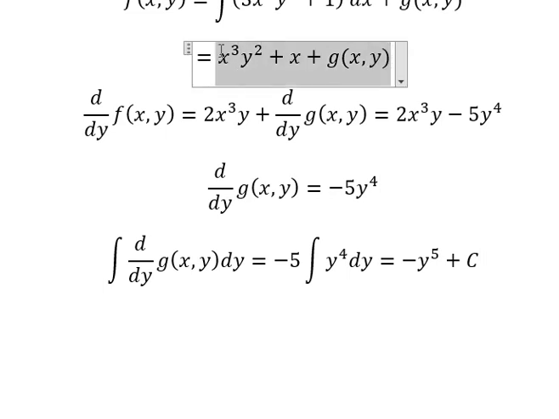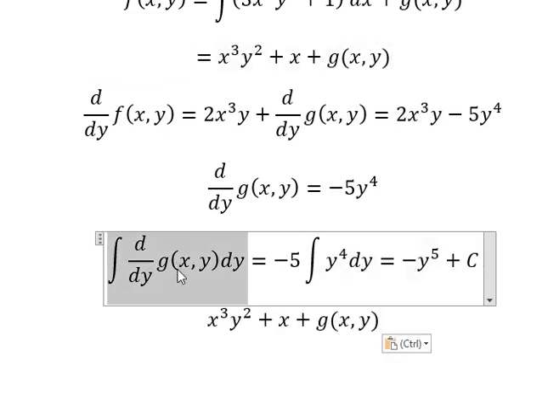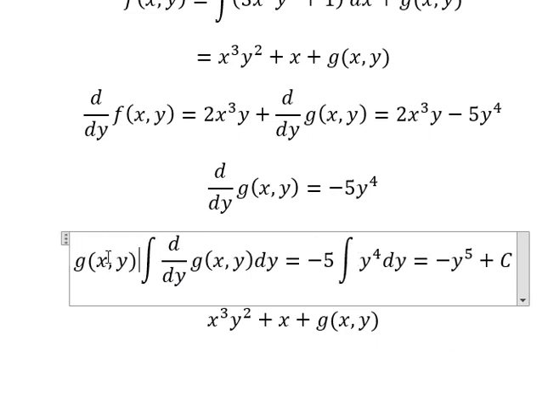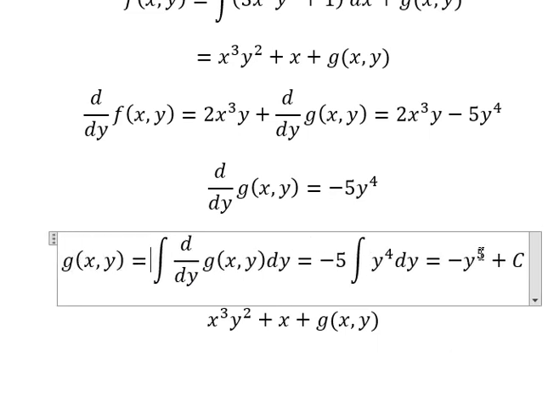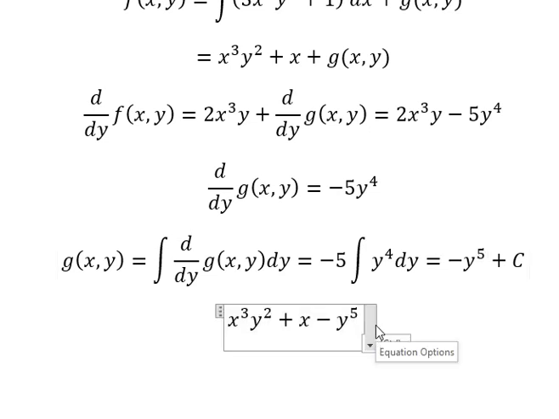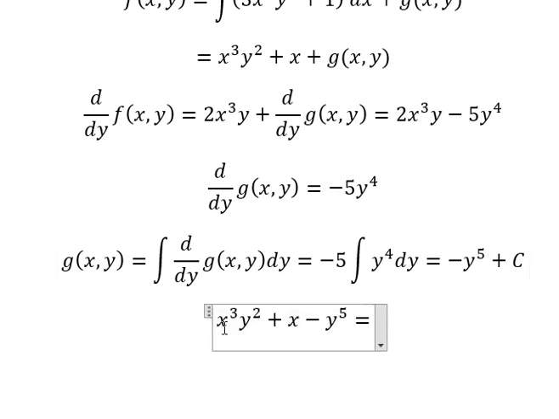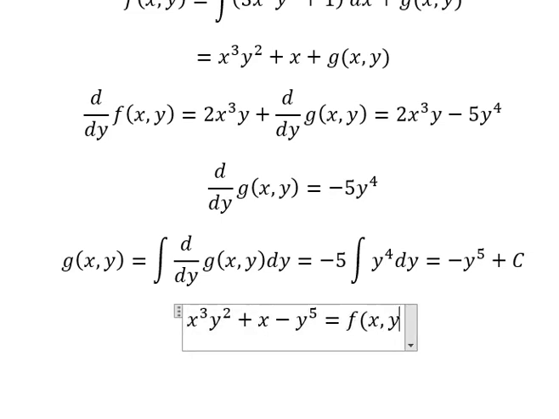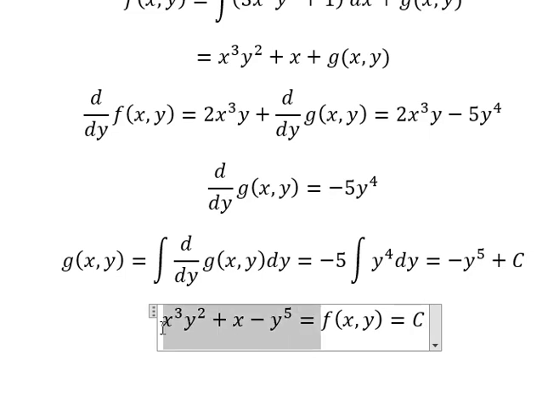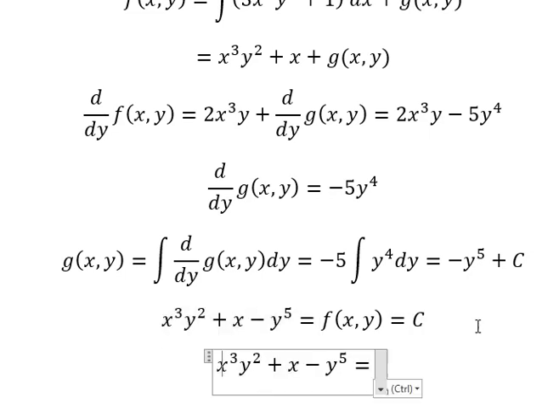Now we go back in here. The integration of this one, we have 3sy. 3sy equals to this one. And we know that this one equals to f(s,y). f(s,y) equals to 6. And now we have the final answer in here.